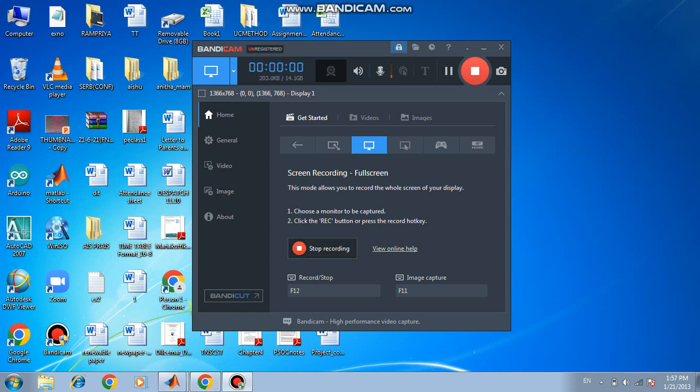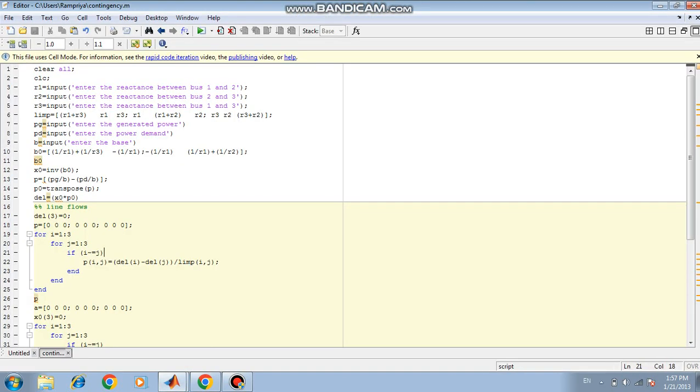So now we can see experiment number 6, contingency analysis. This is a program for contingency analysis. We need to find the contingency analysis with the help of linear sensitivity factors. There are two linear sensitivity factors: number one, generation shift factor, and number two, line outage distribution factor.